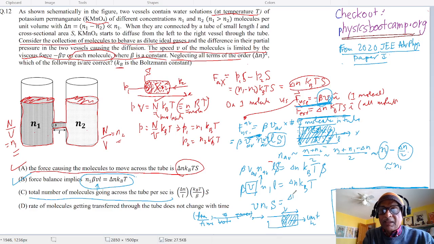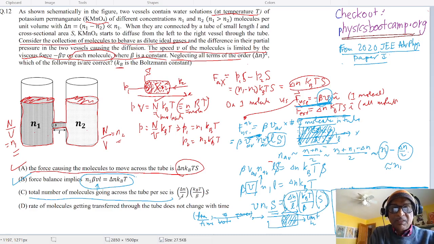You will get delta n over L, going on the other side, kBT over beta, going on the other side, and multiply by S. So this is the expression for the number that should go through in unit area, unit time, and that's the same expression that's also correct. So this actually is coming from that. So it's not a new problem.